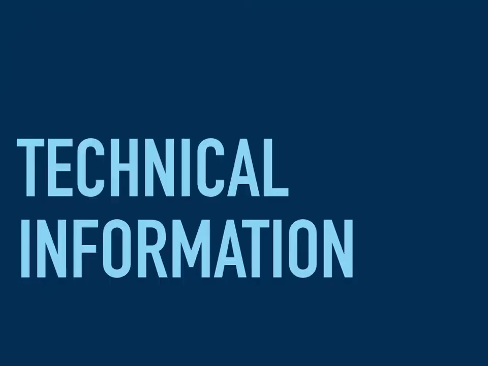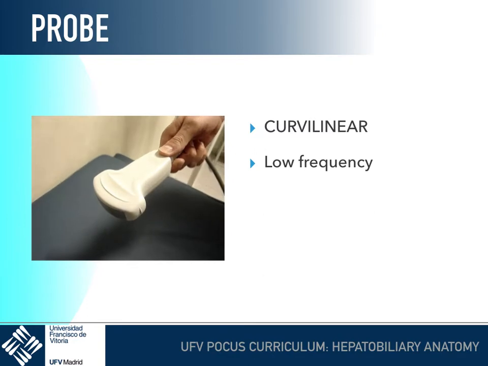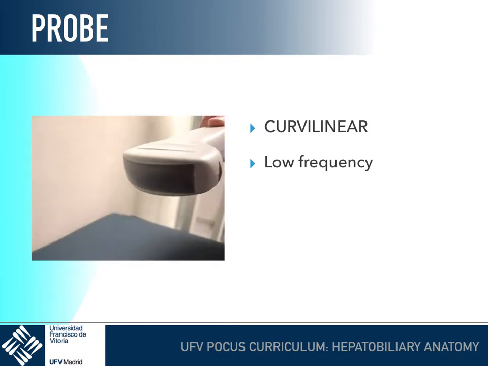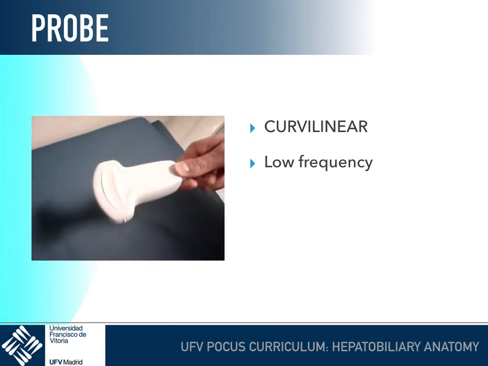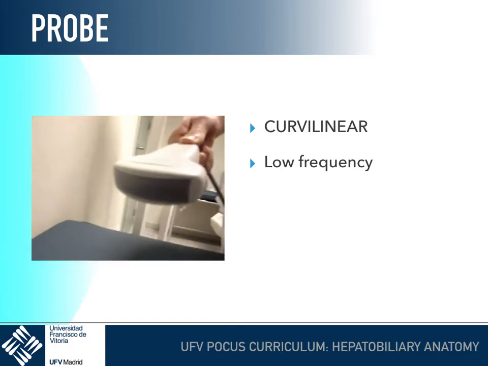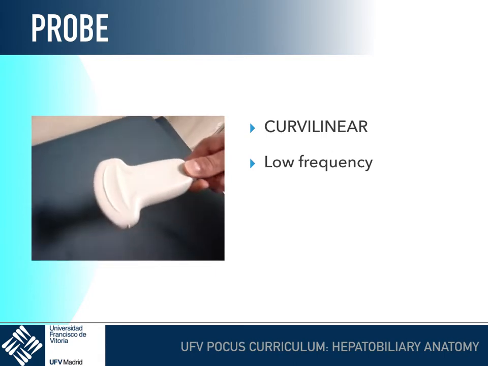First of all, we need to gather some technical information which is crucial for acquiring good images. The first one is the probe. What kind of probe do we need? A curvilinear probe, which is exactly the name of this probe you're looking at on the screen. It's a low frequency probe, specifically designed for looking at the abdomen and abdominal organs and structures as well.